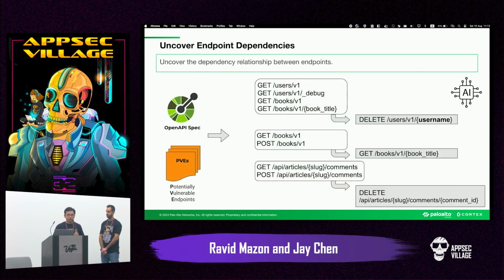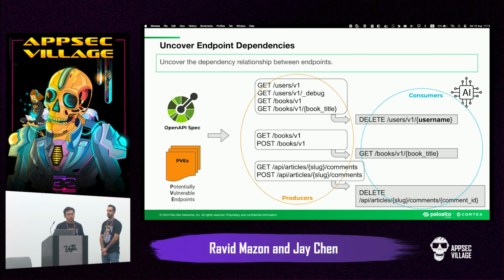The next stage uncovers the dependency relationships between endpoints. As I mentioned, due to the complexity of modern web applications, each API call may change the state of the application and affect the outcome of other API endpoints. As a result, it is crucial to identify their dependency relationships before we can test them.